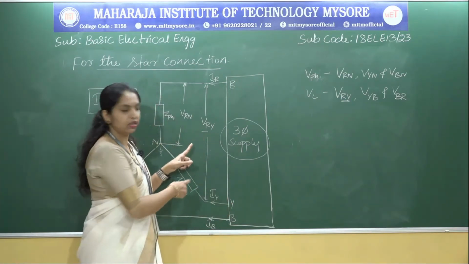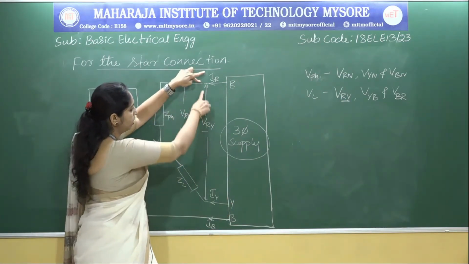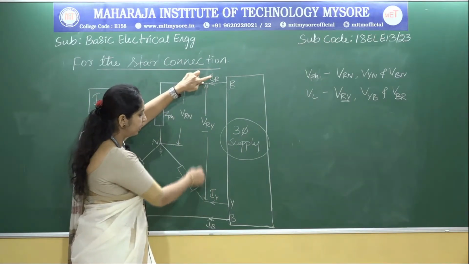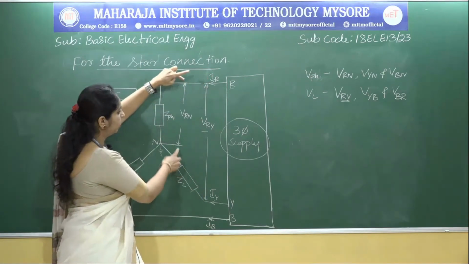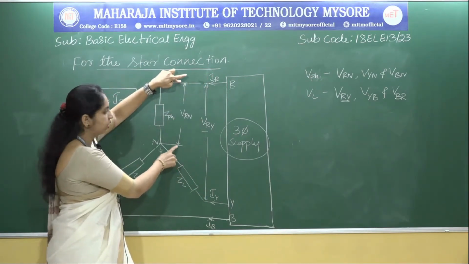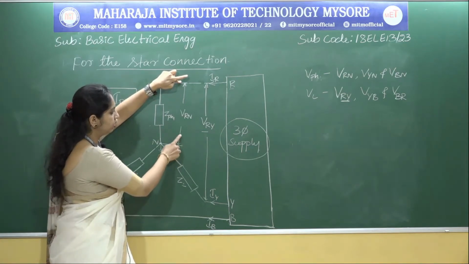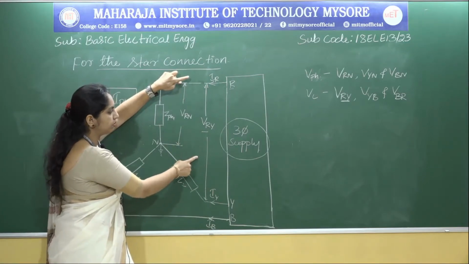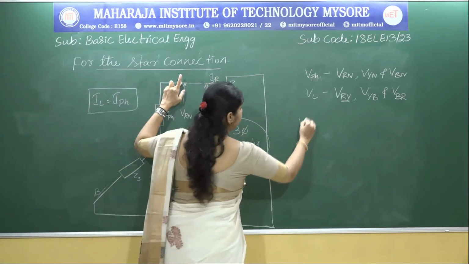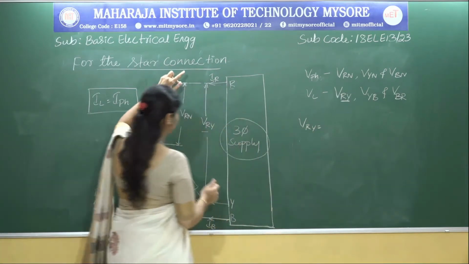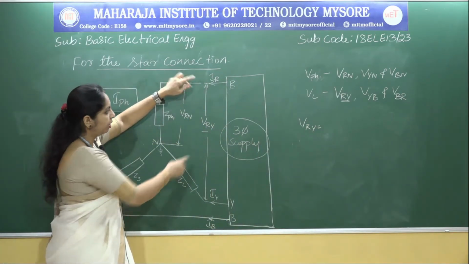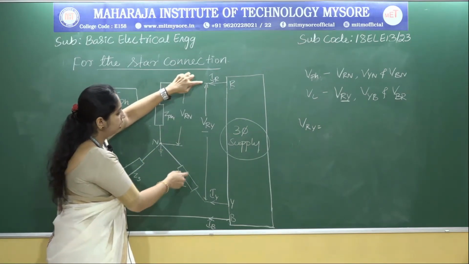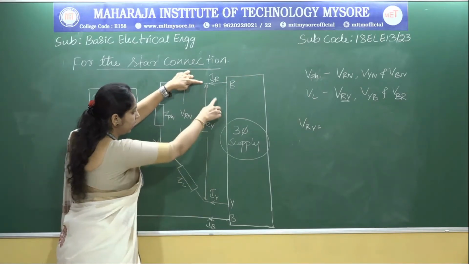Let's see the circuit now. As I have already told you, the voltage measured between two lines is the line voltage, and the voltage measured across the phase is the phase voltage. So here both are not the same. Then what is the relationship? I can write VRY is equal to... Now I am trying to express this line voltage in terms of phase voltage. So what is the relation? Now I can write VRY, that is from R to Y.